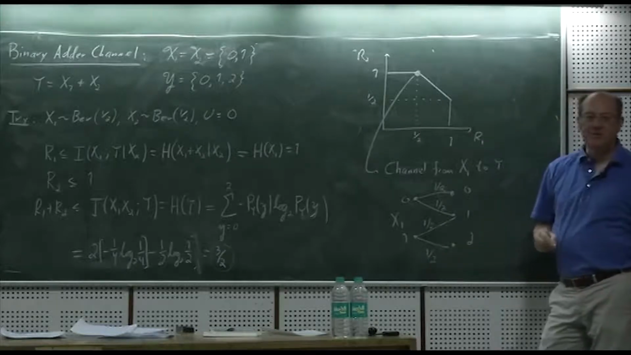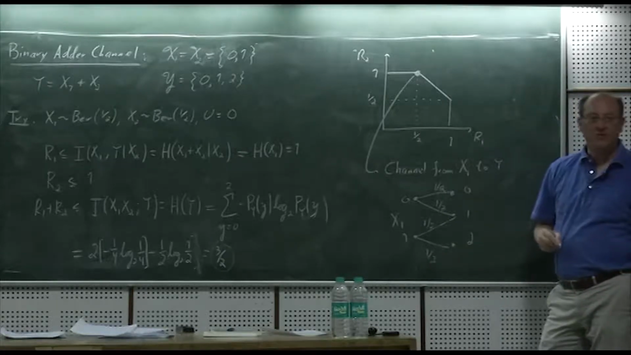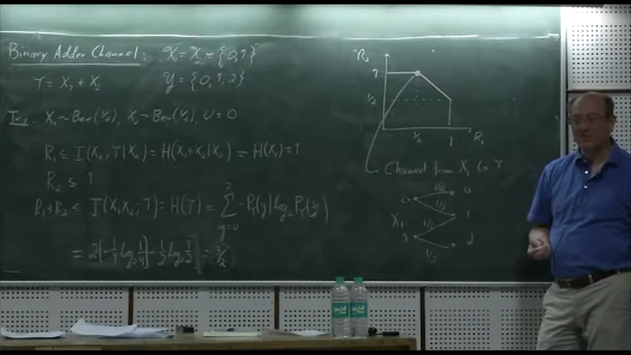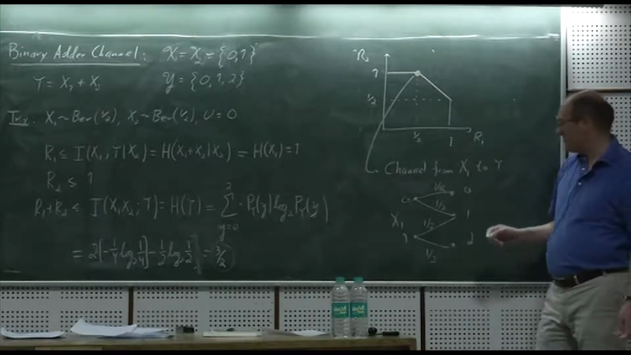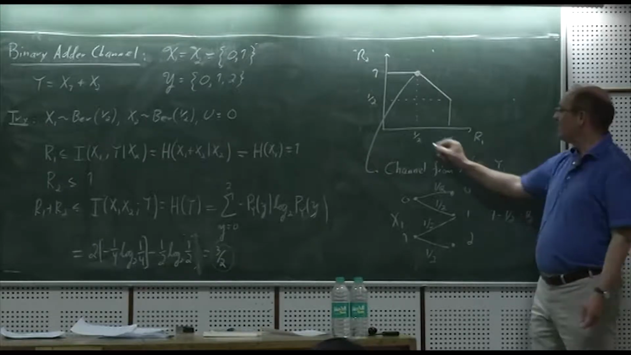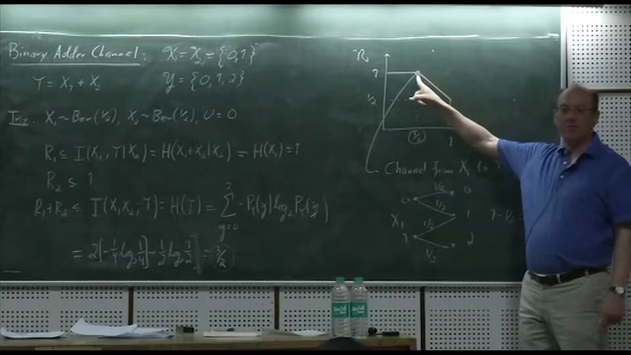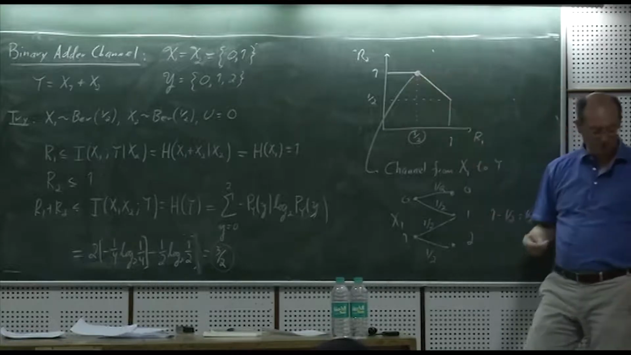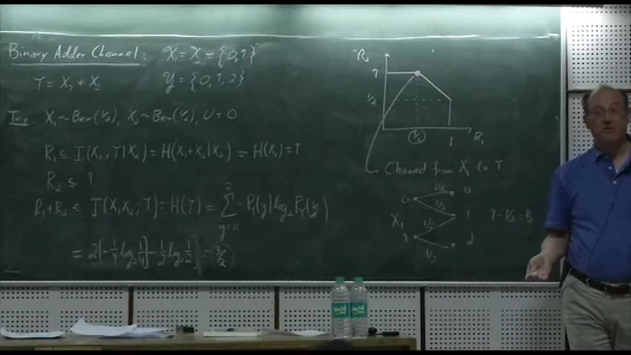Have you seen that channel before? That's an erasure channel, right? What's the capacity of an erasure channel? 1 minus the erasure probability, which is 1 minus a half, is a half. So that tells you how we can achieve that point. Right? So user 1 has to build a good erasure correcting code.